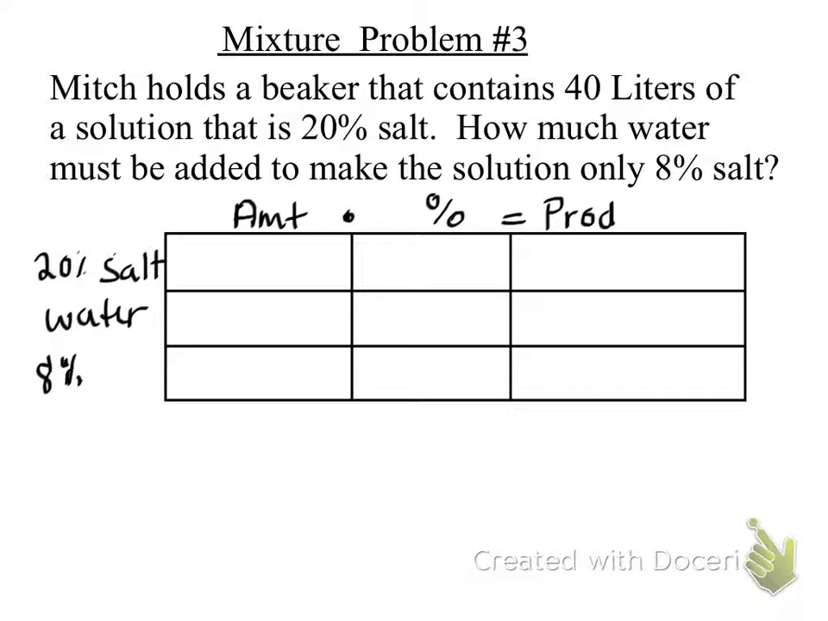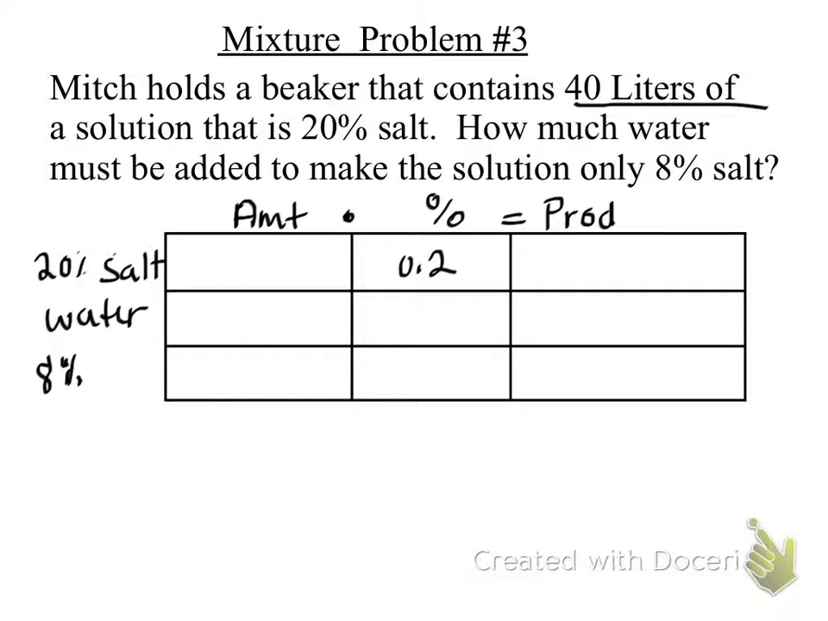When I oversalt it. Okay, so now, Thalia, where am I going to... Mitch holds a beaker that contains 40 liters of a solution that's 20% salt. Where does the 20% go? In the percent. Yeah, in the percent. Good. First one, second, or third? The first. Good. And I'm going to write down 0 and 2 tenths.